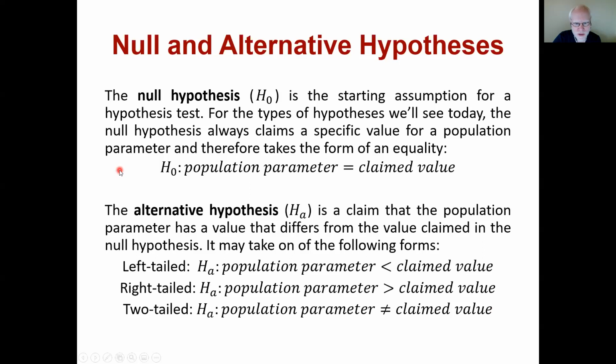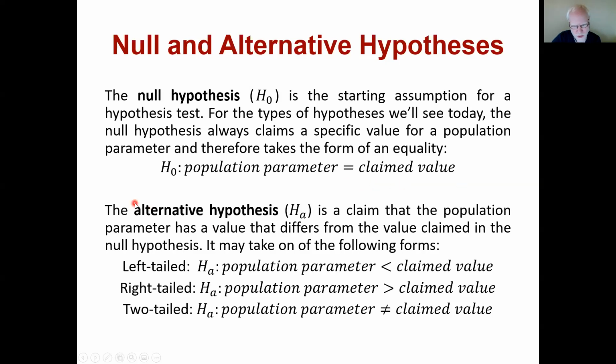So the null hypothesis, H naught, is a starting assumption. Just to summarize all of these different things more formally: the null hypothesis, or H naught, is a starting assumption for a hypothesis test. For the types of hypotheses we'll see today, the null hypothesis always claims a specific value for a population parameter and thus takes the form of equality. So H naught: population parameter equals some claimed value. So H naught: the proportion of girls born is equal to 0.5.